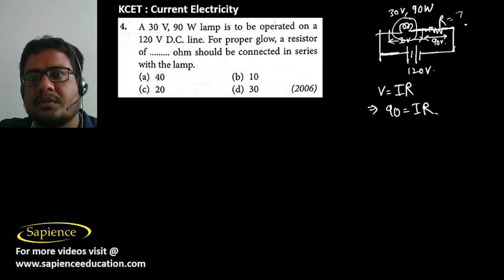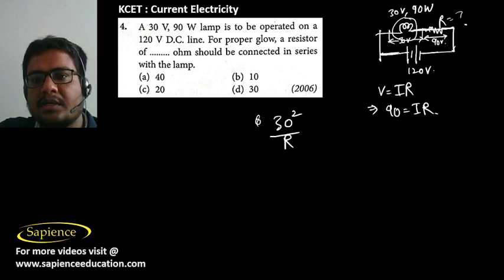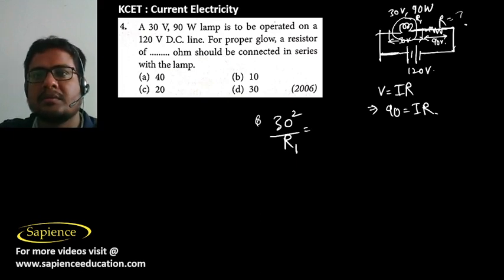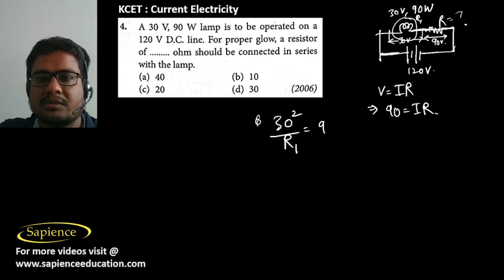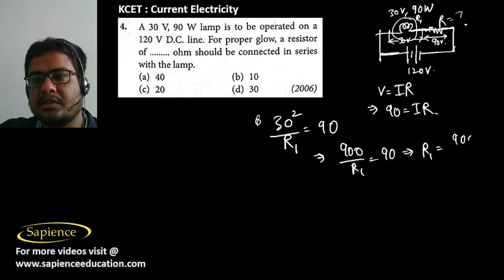Okay, so across the lamp, the power is V square by R. Across the lamp, 30 square, V square by R1. Let's say the resistance of the lamp is R1. The power consumed is 90. Therefore 900 by R1 is equal to 90, which means R1 is 900 by 90, that is equal to 10 ohm.